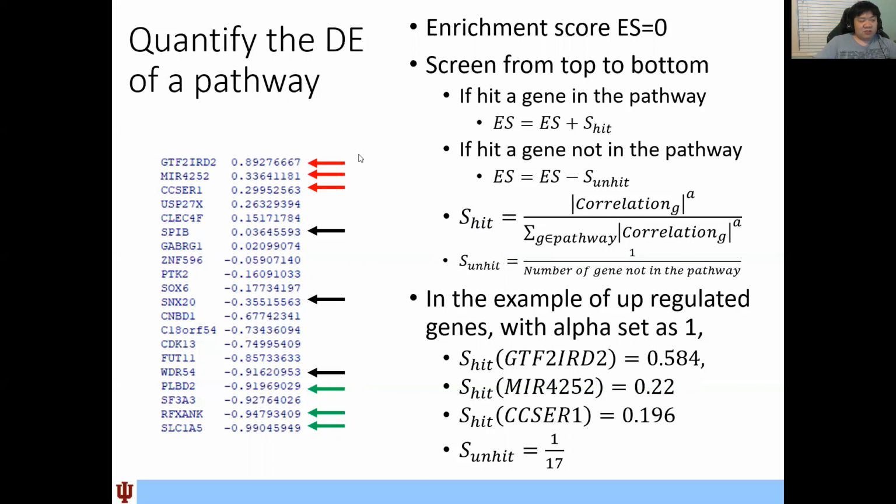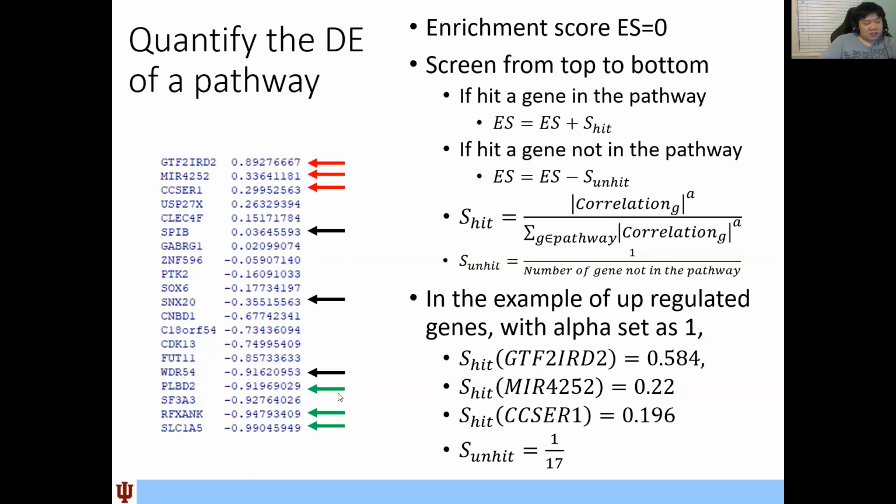So when I go through this, what will happen is that at the end, the ES score will become 0. But if the pathway is enriched in the top part of the gene list, the ES will tend to continue growing, and then start dropping, because the pathway is more enriched by the genes in the top part.